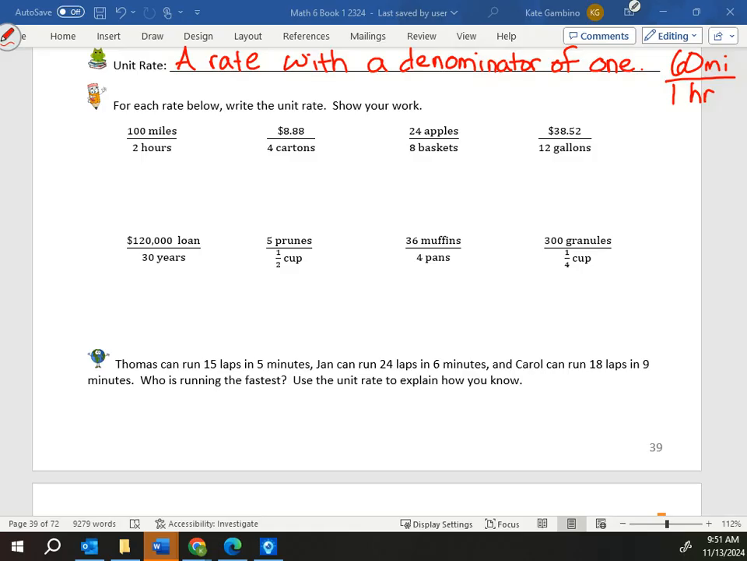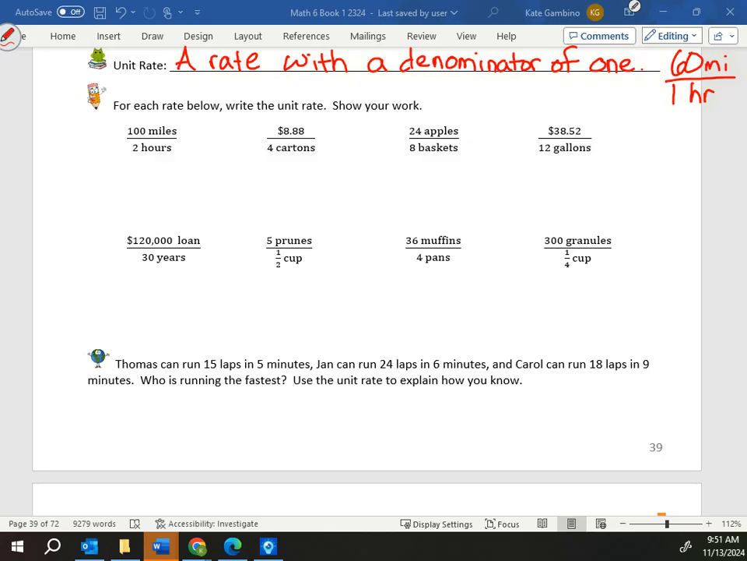So for each rate below, write the unit rate and show your work. You're going to show me what you divided by to get it. So if we have 100 miles over 2 hours, how do I make that a unit rate? What do you think I have to do? What do you think, James?